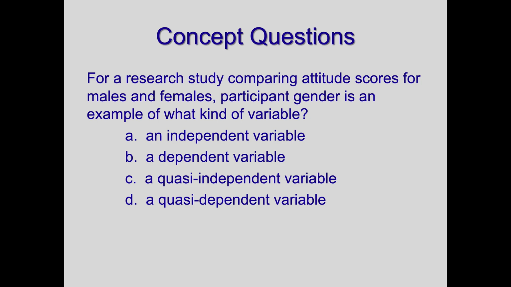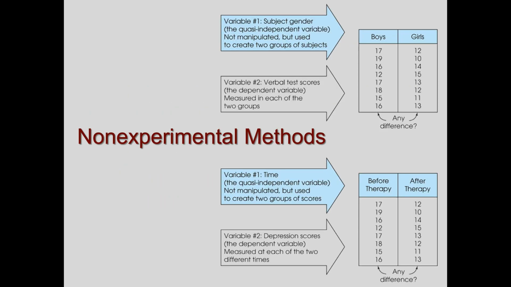For a research study comparing attitude scores for males and females, participant gender is an example of what kind of variable? Well, it's going to be quasi-independent. It's quasi-independent because, again, it's not something that measures across. It's male-female gender related. Okay? Just a quick reminder of that. If you remember this particular chart, when we talked about the variable number 1, subject gender was a quasi-independent variable. Okay?